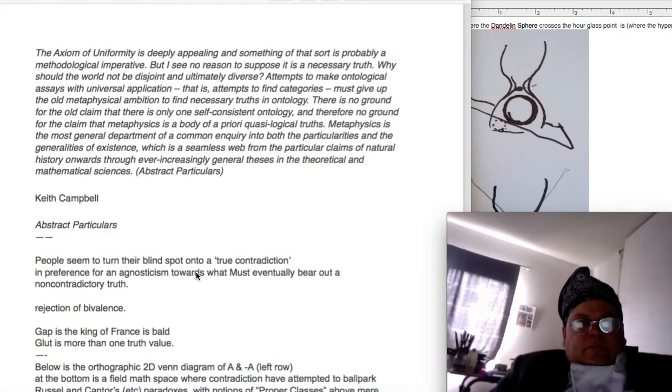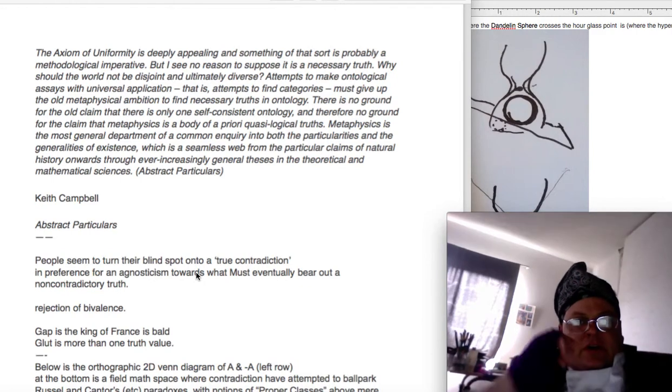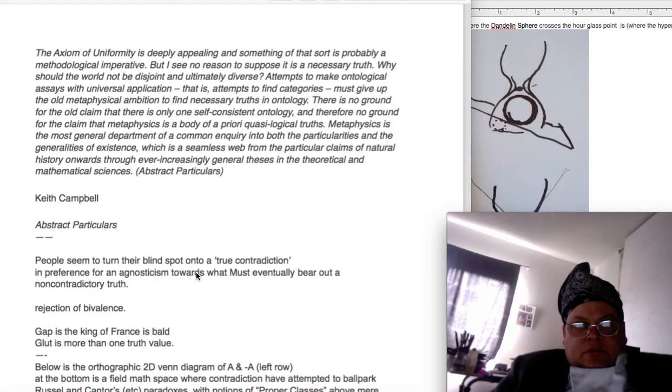The axiom, this is a quote: "The axiom of uniformity is deeply appealing, and something of that sort is probably a methodological imperative, but I see no reason to suppose it is a necessary truth. Why should the world not be disjoint and ultimately diverse? Attempts to make ontological essays with universal application, that is, attempts to find categories, must give up the old metaphysical ambition to find necessary truths in ontology.